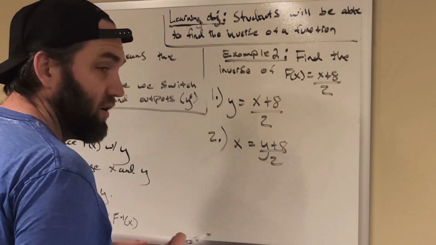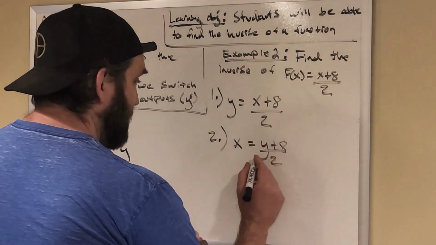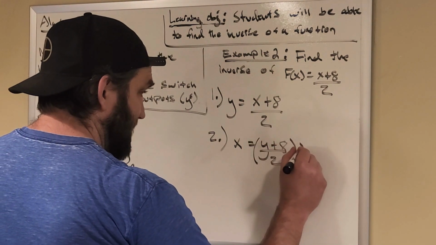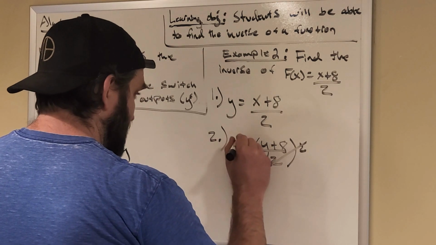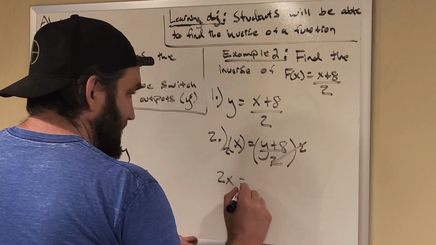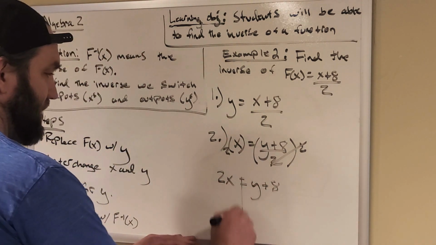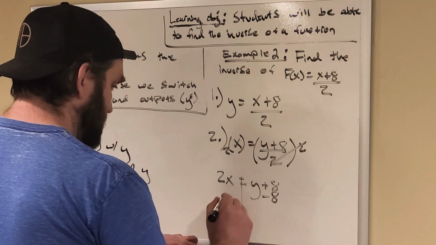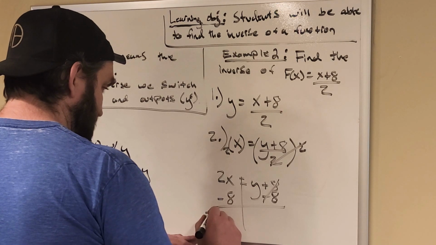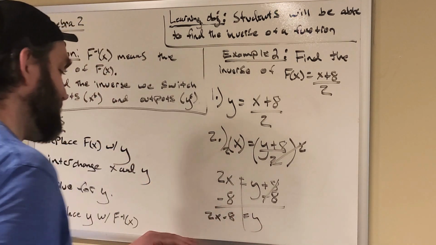3, I'm going to solve for my y. I want my y all alone. So the first thing I want to do to solve this is multiply both sides by the 2 to get rid of the 2 from the denominator here. So I'm left with 2x equals y plus 8. And then subtract 8, subtract 8. That cancels there, and I'm left with 2x minus 8 is equal to y.